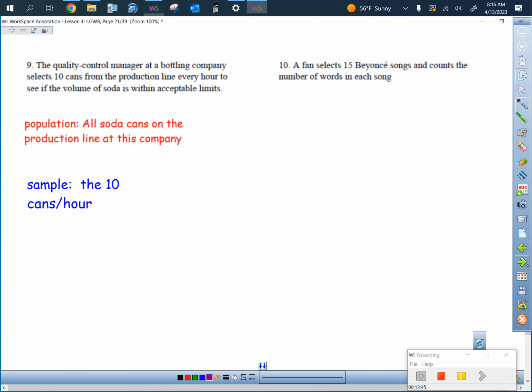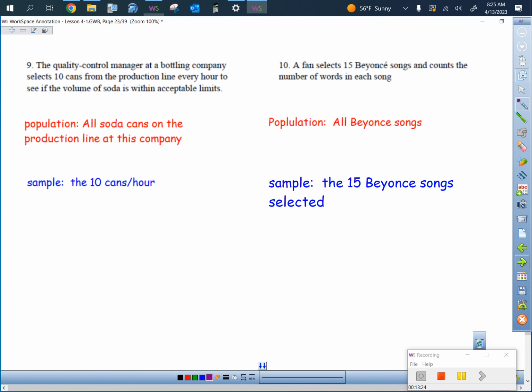So I'll let you try the last one about Beyonce. That'll be our last one today. Can you figure out the population and what the sample would be? Give it a shot. The sample is usually pretty easy. Can we be down with the fact that the sample is the 15 Beyonce songs? What do you want for the population, though? I'm glad you said that. She said all Beyonce songs. What if I just said every song in the world? Would that be the population, or is it just the Beyonce songs in the world? Yeah, nice and specific. So all Beyonce songs are the population, and the sample is the 15 Beyonce songs.